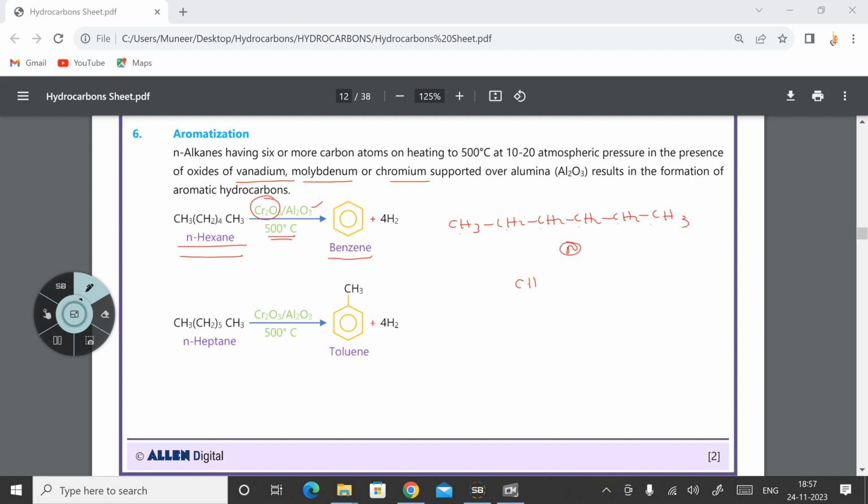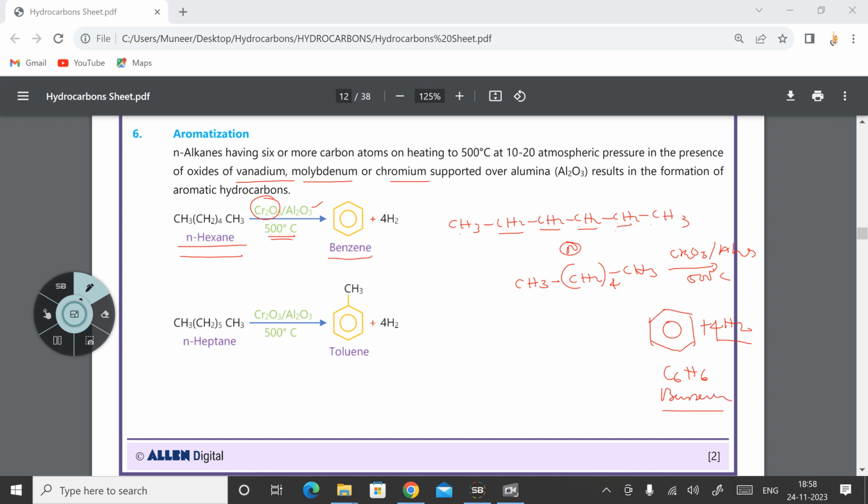Or you can write this compound like this: CH3, CH2 four times, so 4, then CH3. Both are the same, n-hexane. In the middle there are 4 CH2 groups. When treated with chromium oxide Cr2O3 on Al2O3 at 500 degrees centigrade, benzene is formed. C6H6 plus H2, 4 moles of hydrogen, to balance. So benzene is an aromatic compound.